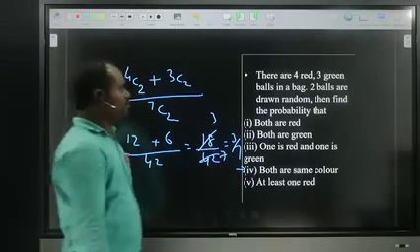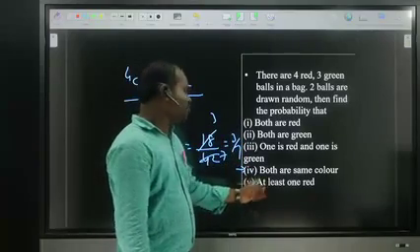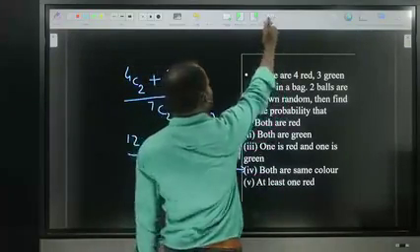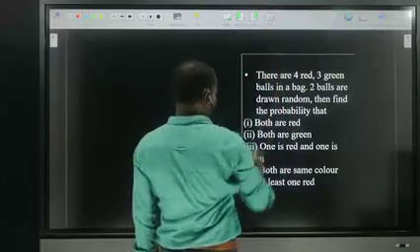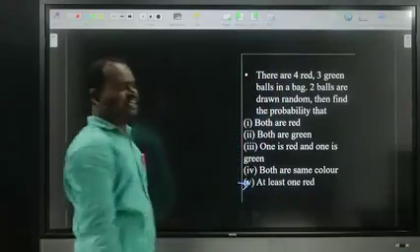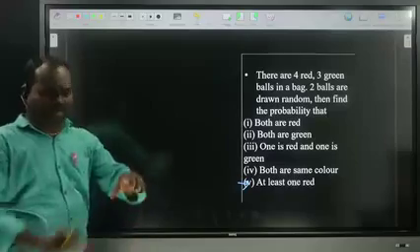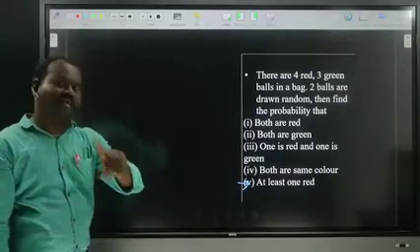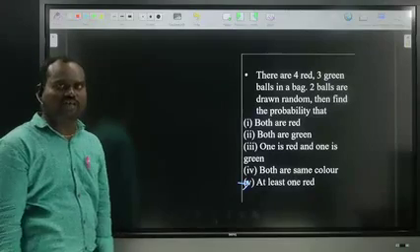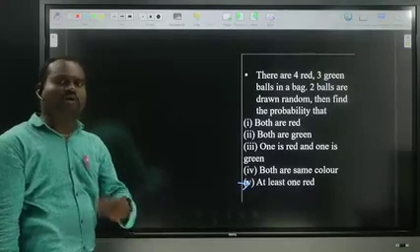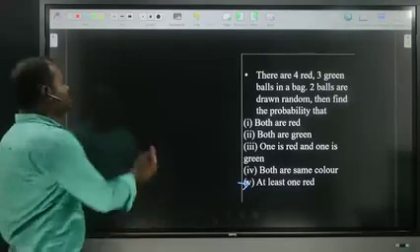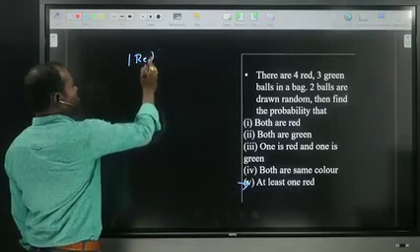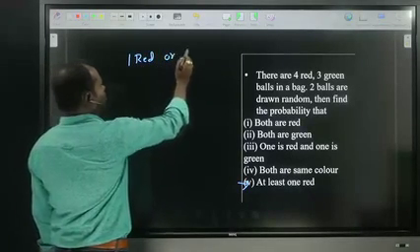Now first, second, third, fourth question. Now we are going to move to the fifth one. At least one red. We are drawing two balls. In that two, at least one red ball. At least one red means one red or two red.